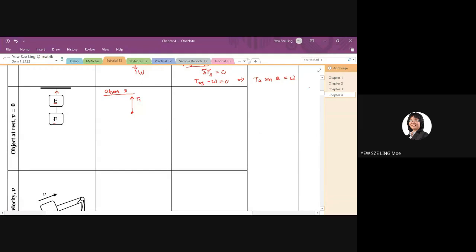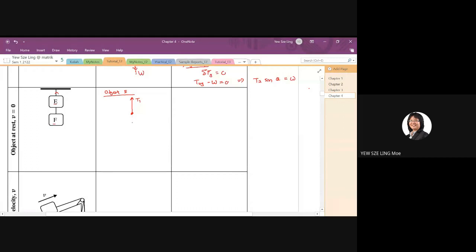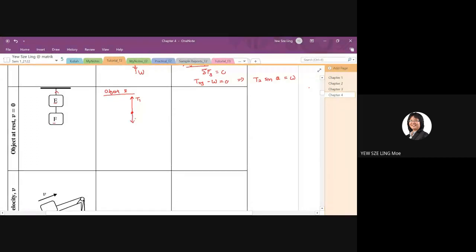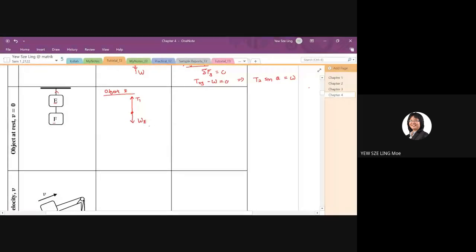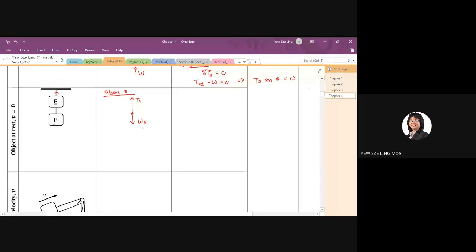Again, if I look at the object, E itself is an object. Every object comes with weight. That is what I told you before. So whenever you have an object, basically in every question, there must be a weight because there is an object. So this is the weight for object E. Because now you have 2 objects, for E you need to include its subscript. So WE is going down.